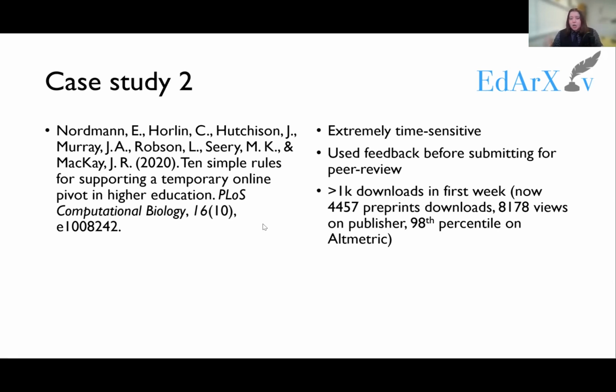That preprint actually got 1,000 downloads in the first week. It's now at 4,500 downloads, and it's in the 98th percentile on Altmetric. But the preprint allowed us to react quickly. And of course, we've seen this throughout the pandemic with COVID research and vaccine research, that preprints have allowed people to disseminate and share their research faster. But that was also another real big win for preprints.